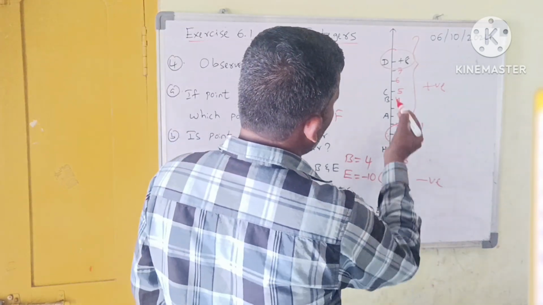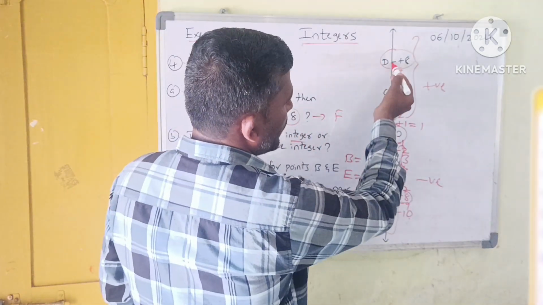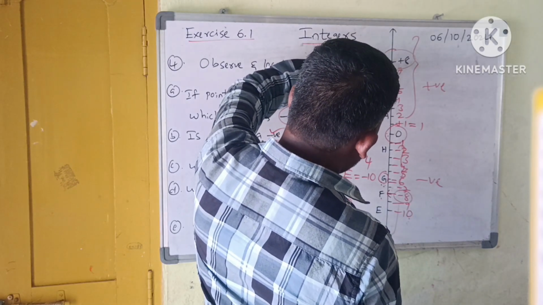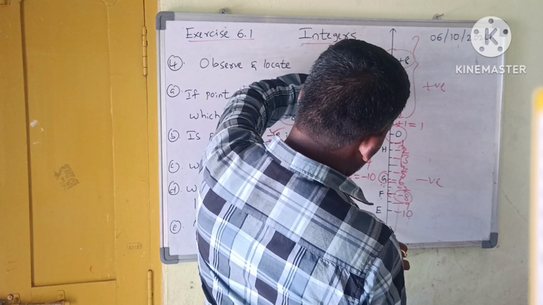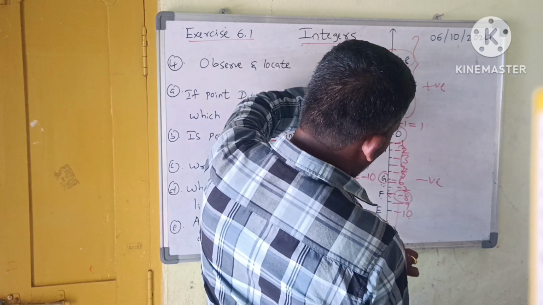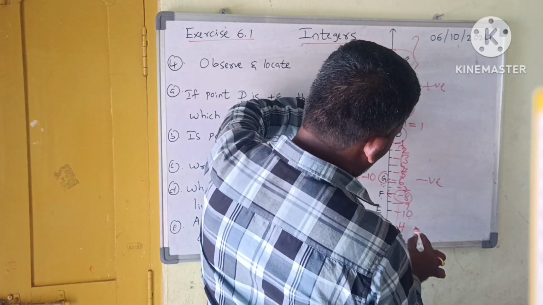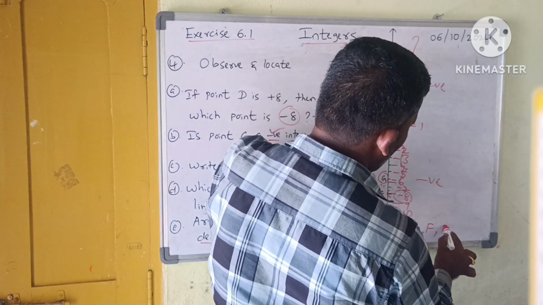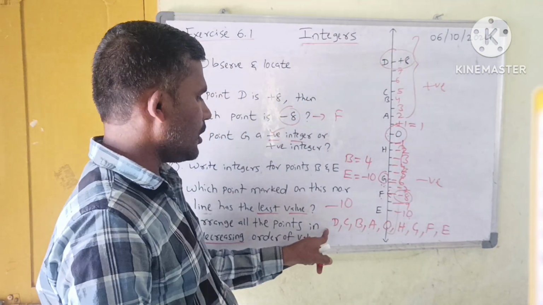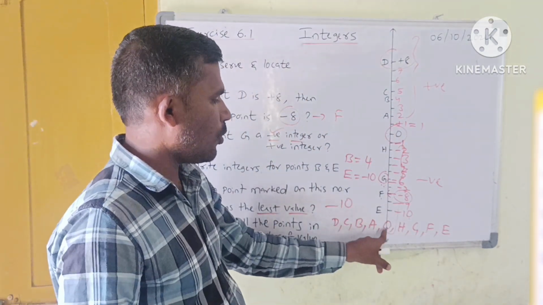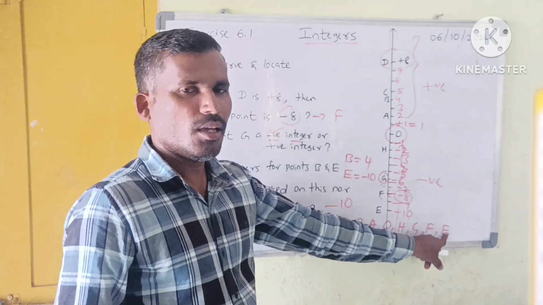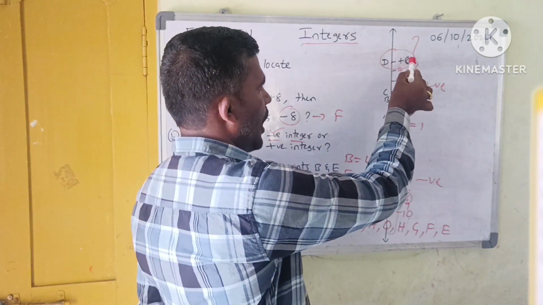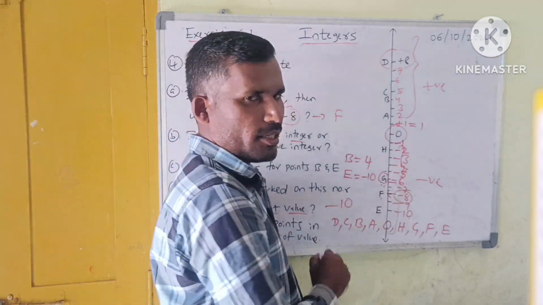So here, with the points, what does decreasing mean? Big to small. The biggest is D, and next C, next B, next A, next the origin O, next H, next G, next F, and last is E. So this, D, C, B, A, O, H, G, F, E, is which order? Decreasing order. Decreasing means highest to least.